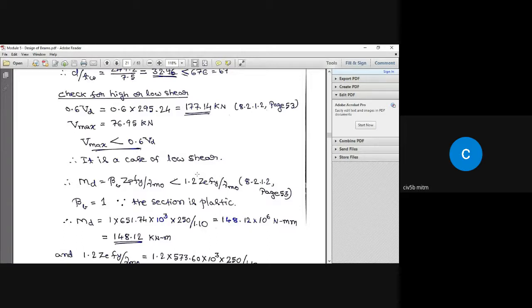The moment capacity formula which we use depends on two conditions: whether d by tw is less than or equal to 67 epsilon, and whether the section is subjected to low shear. Only under these two conditions can we make use of this formula.